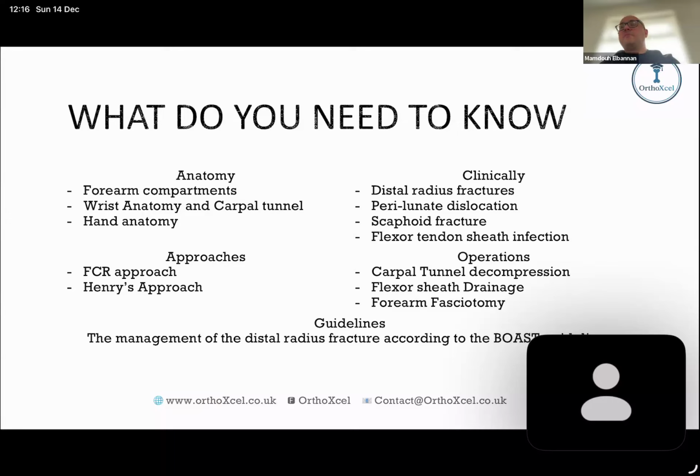So keep in mind, in some cases you need to call your consultant anytime. One of them is a supracondylar fracture of the humerus with neurovascular injury, a Monteggia with a nerve injury, a native joint dislocation with a neurovascular injury. So these are important, and necrotizing fasciitis as well.